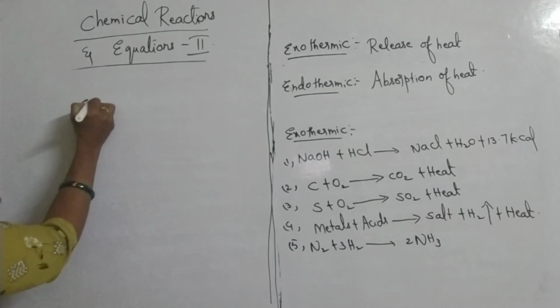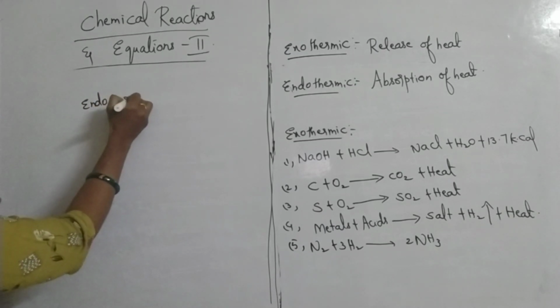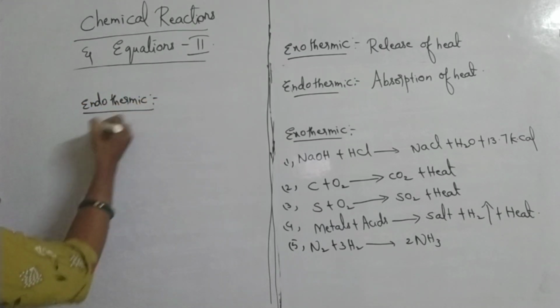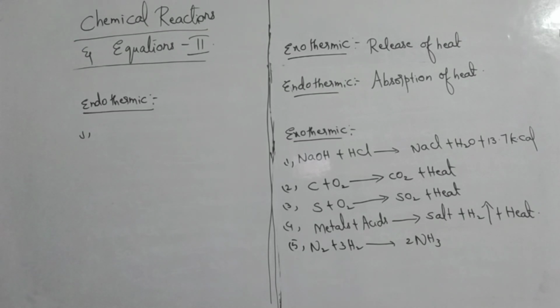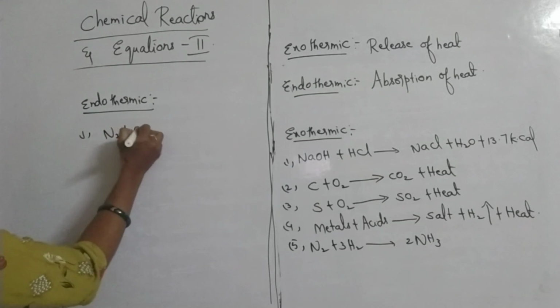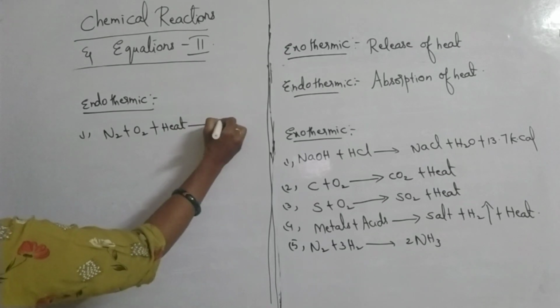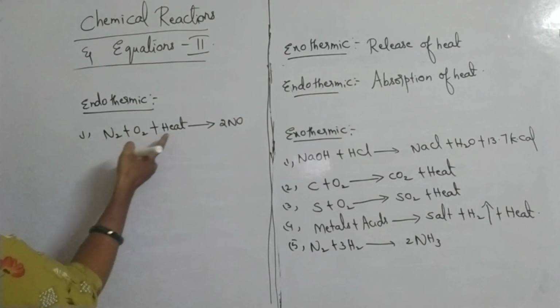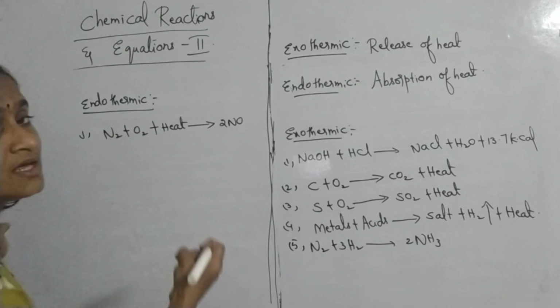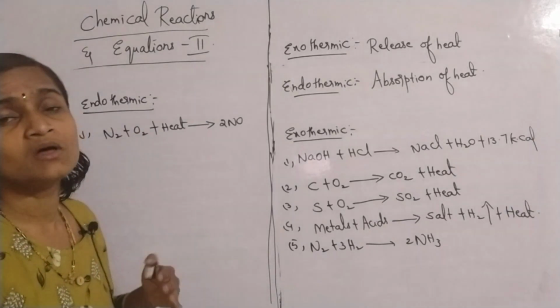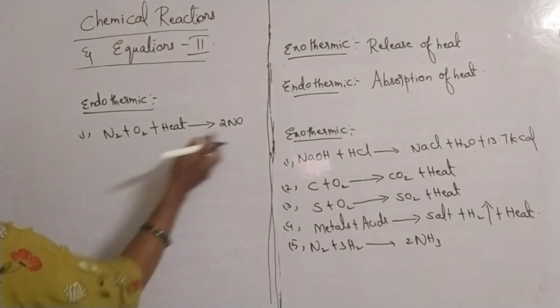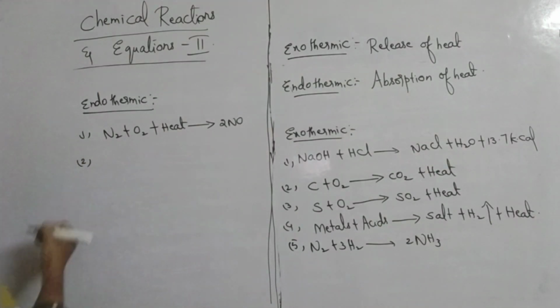Examples for endothermic reactions. Take the example of N2 plus O2 gives rise to 2NO. N2 plus O2 plus heat energy, then only it gives rise to 2NO. It's an endothermic reaction. Reactants require some heat energy in order to form the product. The newly formed product is what here? Nitric oxide. So N2 plus O2 plus heat gives rise to 2NO.